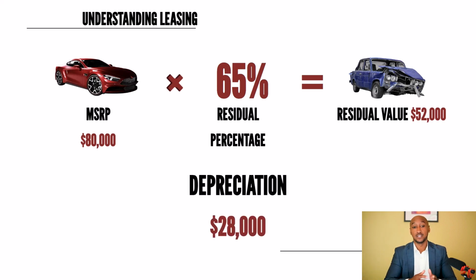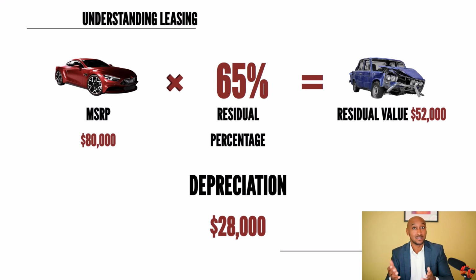Now when we look at the difference between the MSRP, $80,000, and the actual residual value, which is $52,000, we're left with $28,000. That's the depreciation. That's how much the value of that car is gonna drop. So when you lease a car, you're paying for that depreciation, that $28,000. That $28,000 is gonna be spread out over the lease period, and that's what your payments are gonna be based off of. Yes, there'll be some additional fees and things like that included, but that $28,000 is the foundation.